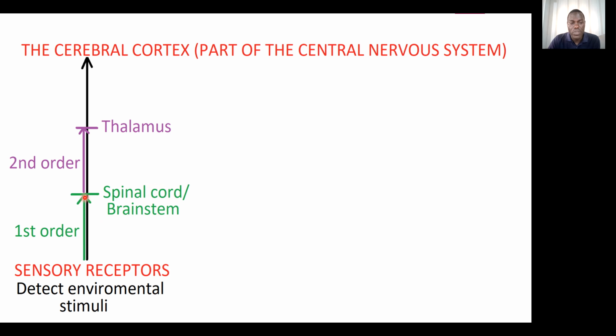That neuron synapses with the second order sensory neuron. The second order sensory neuron therefore starts from where the first order sensory neuron left. But what is important to note about the second order sensory neuron are two things. One of them is that the second order neuron decussates. To decussate is to cross over. It means that if the second order sensory neuron was on the left side, it goes to the right. If it was on the right side, it goes to the left. The spelling of decussate is D-E-C-U-S-S-A-T-E. To decussate is to cross over.